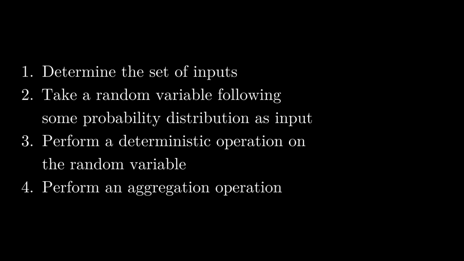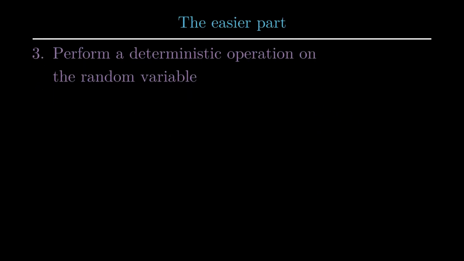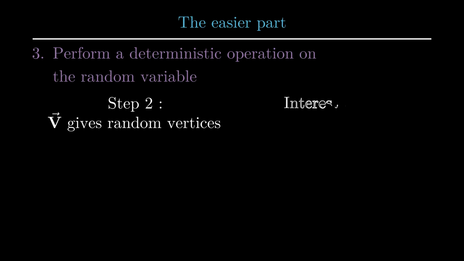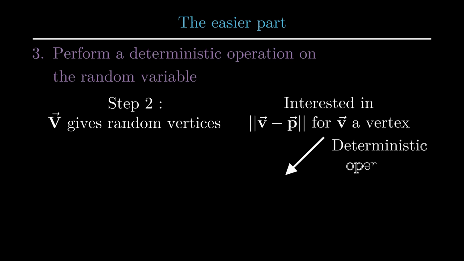We still have to figure out what all of these steps are in the context of our parallelotope problem. Let us start with steps 3 and 4, because they're actually quite a bit easier than step 2. For step 3, since step 2 would get us a distribution of vertices, and we're interested in the distance of vertices from the point, it's natural for the distance from the point to be our deterministic operation.